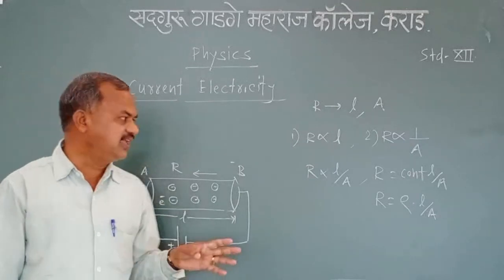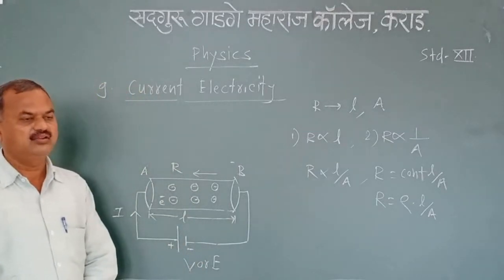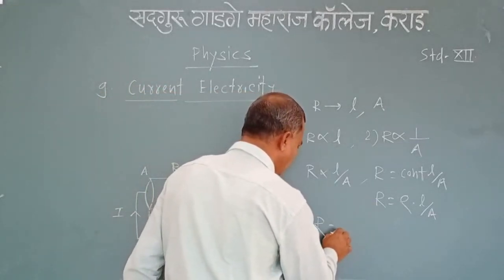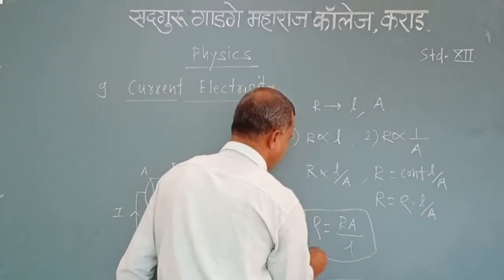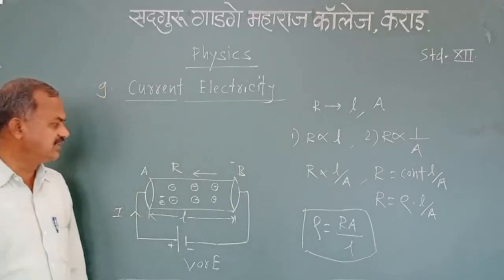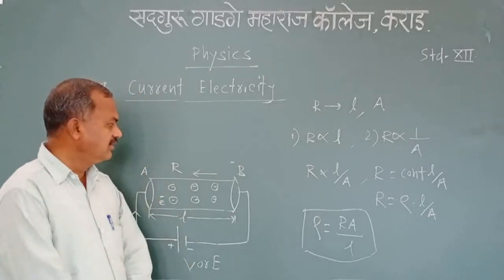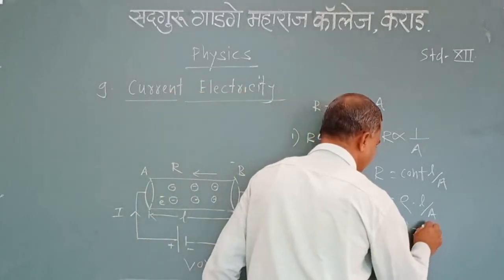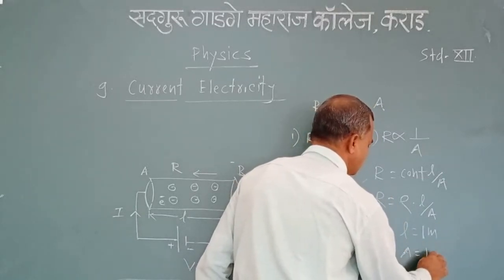The constant rho is called the specific resistance or resistivity of the material of the conductor, and it is calculated with the help of the formula rho is equal to RA divided by L. This is the required formula for determination of specific resistance or resistivity of the material of the conductor. Resistivity or specific resistance of the material of a conductor can be defined as the resistance of a conductor of unit length and unit area of cross section.